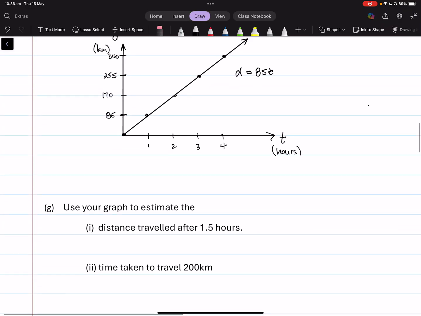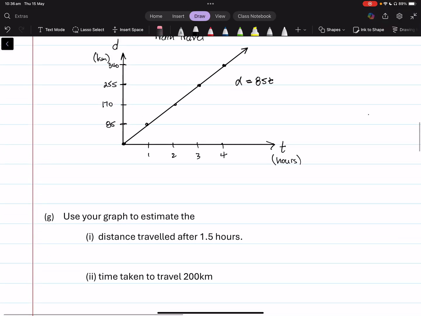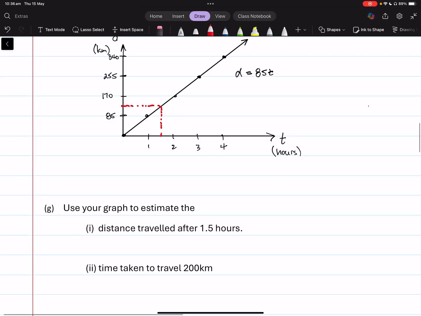Use your graph to estimate the distance traveled in 1.5 hours. Okay, so what I'm going to do, it says to estimate, right? So we don't have to calculate. We're going up from 1.5, and we're going to go across here and estimate where it is. Okay, now it looks to be halfway. So I could take the average there of 85 and 170, and if I do that, I get 127.5 kilometers. That's what I would say there.